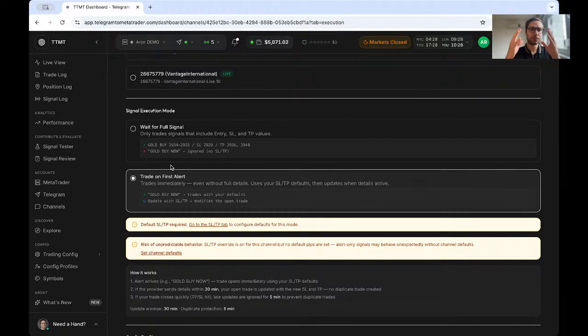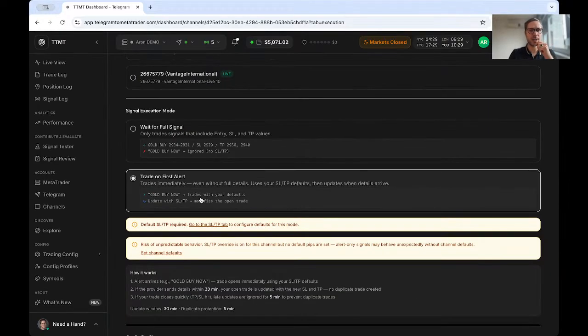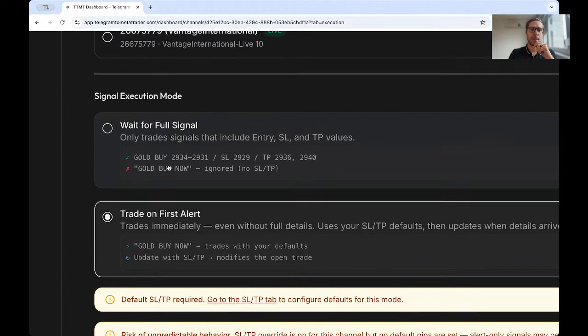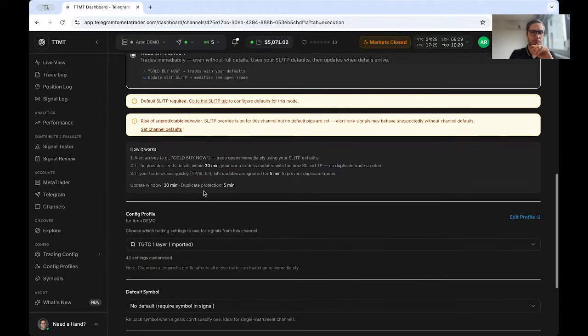Execution mode. We have the alert mode and the full signal mode. Very simple. When a signal channel sends "gold buy now," the system executes immediately with your settings, or only executes a signal if it contains an entry zone, a stop loss, and take profit. Some channels tend to send these alert messages ahead of the full signal, and some other channels are only sending these full signal types of messages.